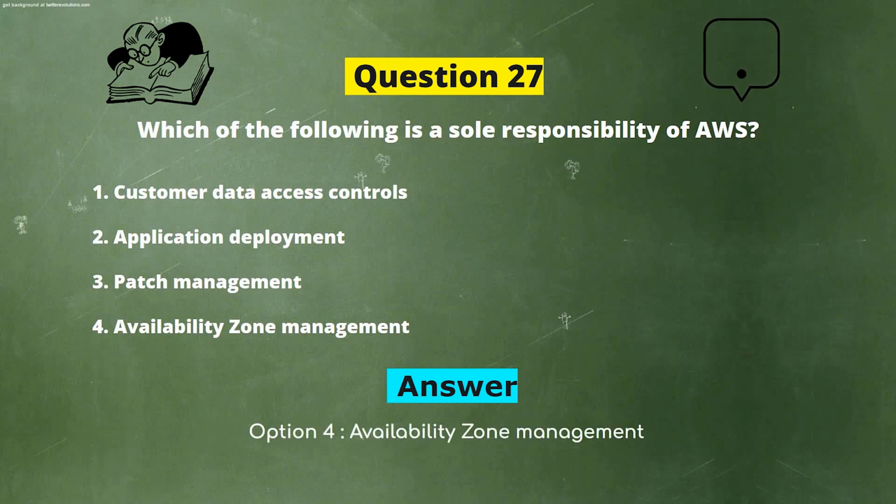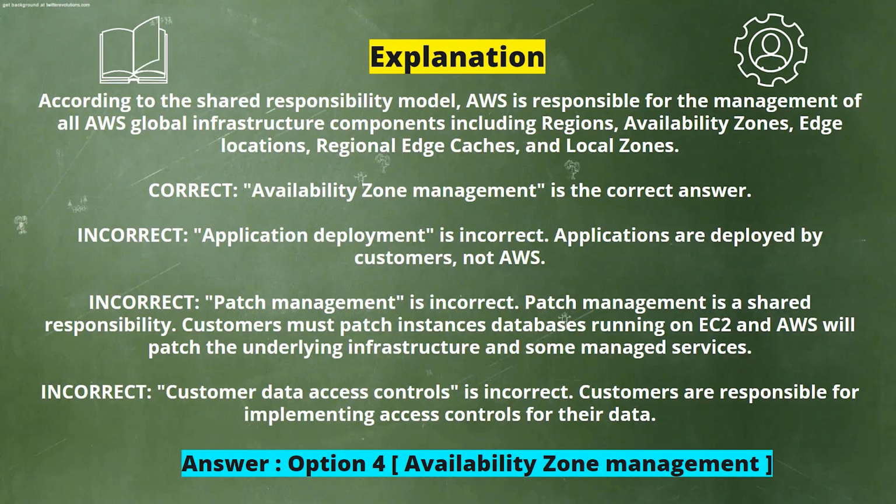Availability Zone Management. Explanation. According to the shared responsibility model, AWS is responsible for the management of all AWS global infrastructure components, including regions, availability zones, edge locations, regional edge caches, and local zones. Correct. Availability Zone Management is the correct answer. Incorrect. Application deployment is incorrect. Applications are deployed by customers, not AWS.